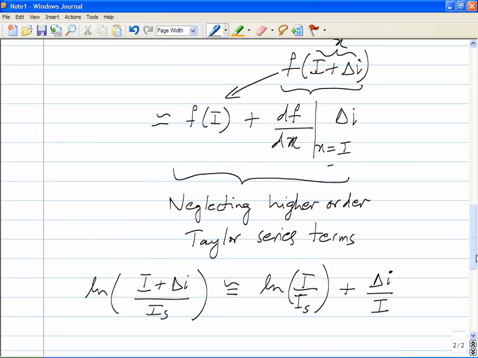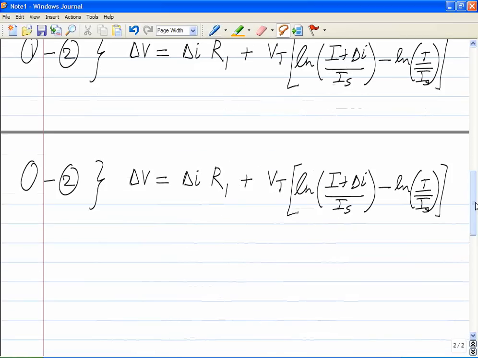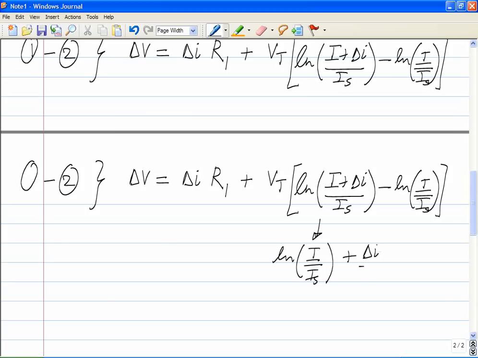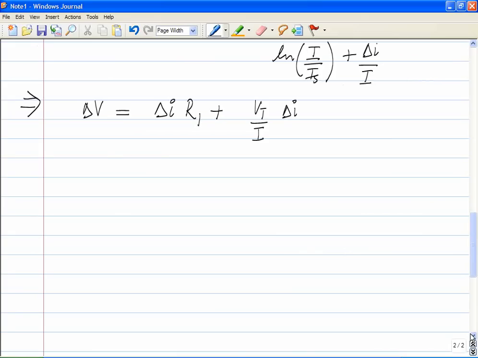So in other words, this is given approximately by ln of I by Is plus delta I by I, and delta V is nothing but delta I times R1 plus Vt by I times delta I. So what is the great thing that we have accomplished now? If delta V is delta I times R1 plus Vt by I, how do we proceed now?